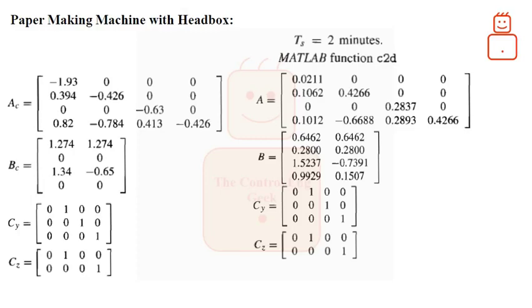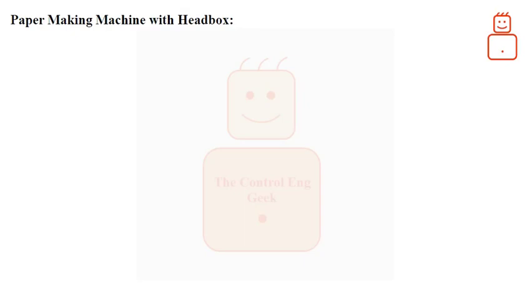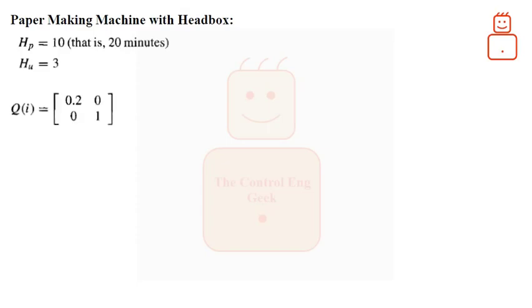Now, let us assume that the prediction horizon HP is 10. This means that we are looking 20 minutes into the future. Also, let the control horizon be 3. For the cost function, let the weighting matrix at time i on the deviation be as shown, and let the weighting on the control change be given as.